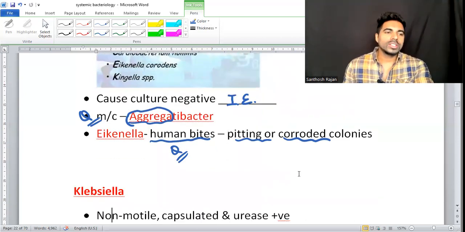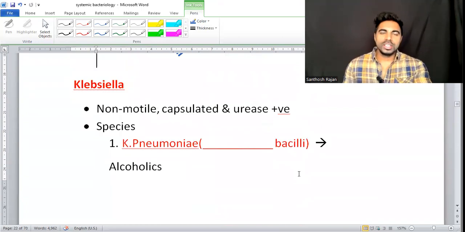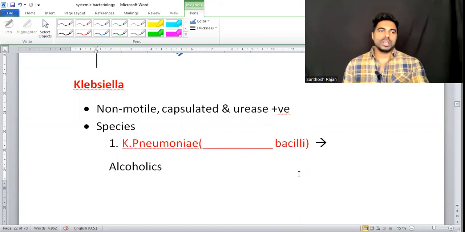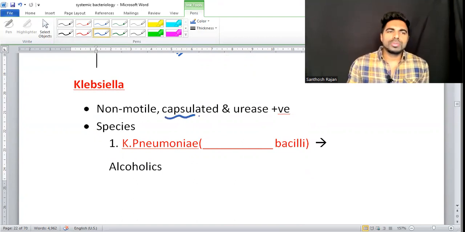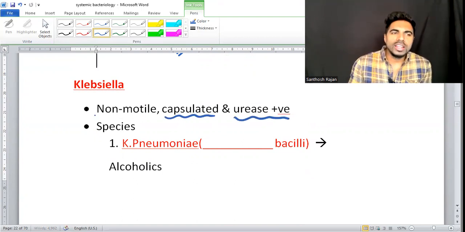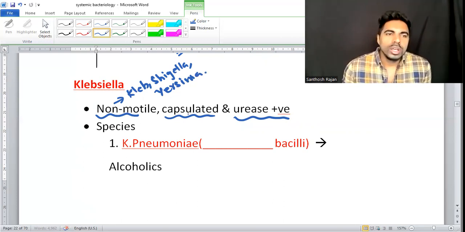Okay, right. Now next, Klebsiella. Alphabetically, A, B, C, D, E, F, G, H done. I has nothing, J, K nothing, so now we are coming to K, which is Klebsiella. Most important in Klebsiella, two things: one, it has a capsule, and second, urease is positive and they are non-motile. Remember which Enterobacteriaceae are non-motile? One is Klebsiella, then Shigella, and then Yersinia.